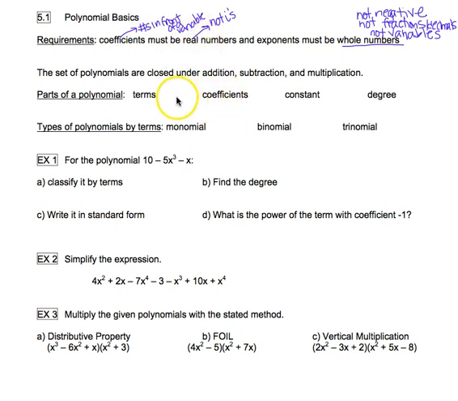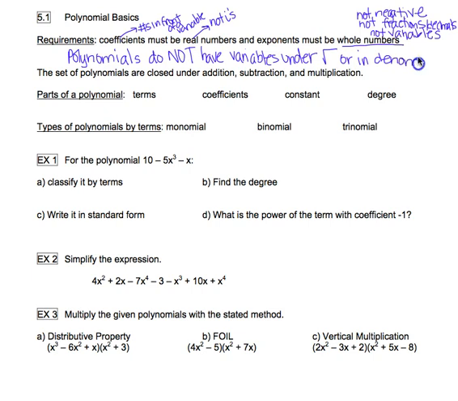The big things that usually happen that disqualify something from being a polynomial: polynomials do not have variables under square roots or in the denominator. So we've already said no negative exponents, no fractional exponents, no variable exponents, but they also do not have variables under the square root or in the denominator. So when you're doing those types of problems, that's what you're looking for.